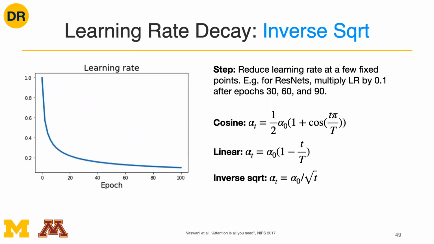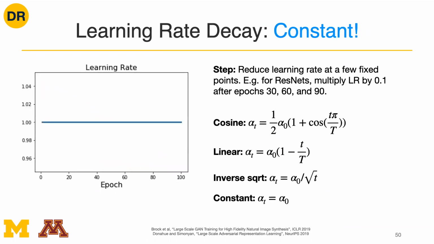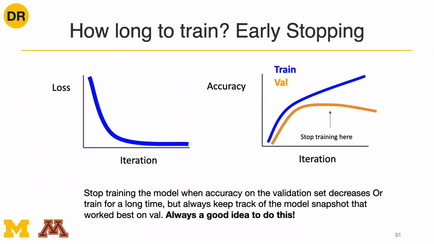And you can also use inverse square root. And maybe you should start with a constant. So I think that's where you should start training your neural network, and then figure out what your learning rate update is, and also when you want to do it and how you want to do it. Okay, so let's say we figured out our learning rate, and the loss versus iteration looks like that.